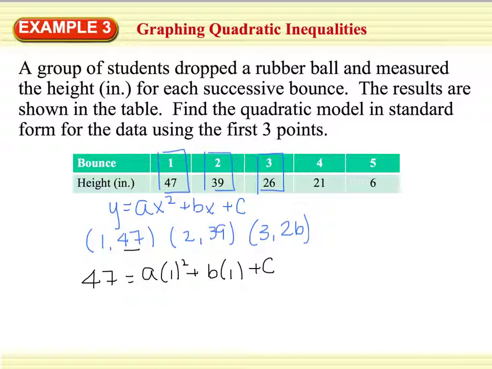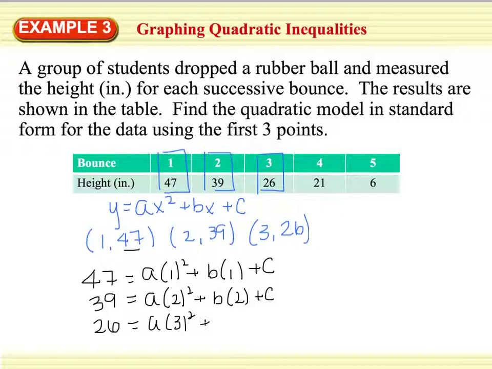And I'm going to do the same thing for my second equation. My second equation has a y value of 39. I still don't know what a is, but I know that x is 2, so I'm going to square that. I'm going to add it to b times 2 and add that to c. Likewise, I'm going to use my third point, which has a y value of 26. So 26 equals a times 3 squared plus b times 3 plus c.